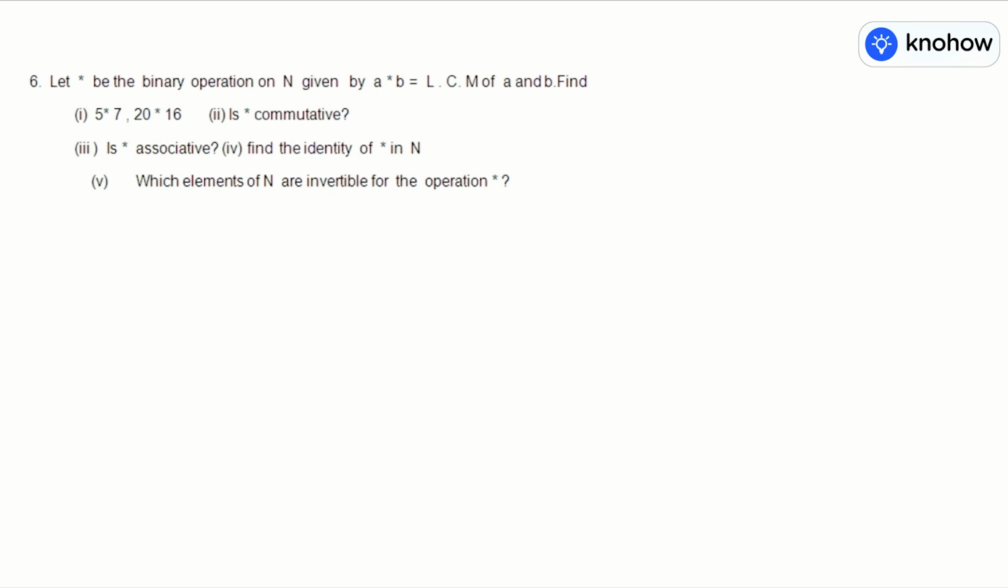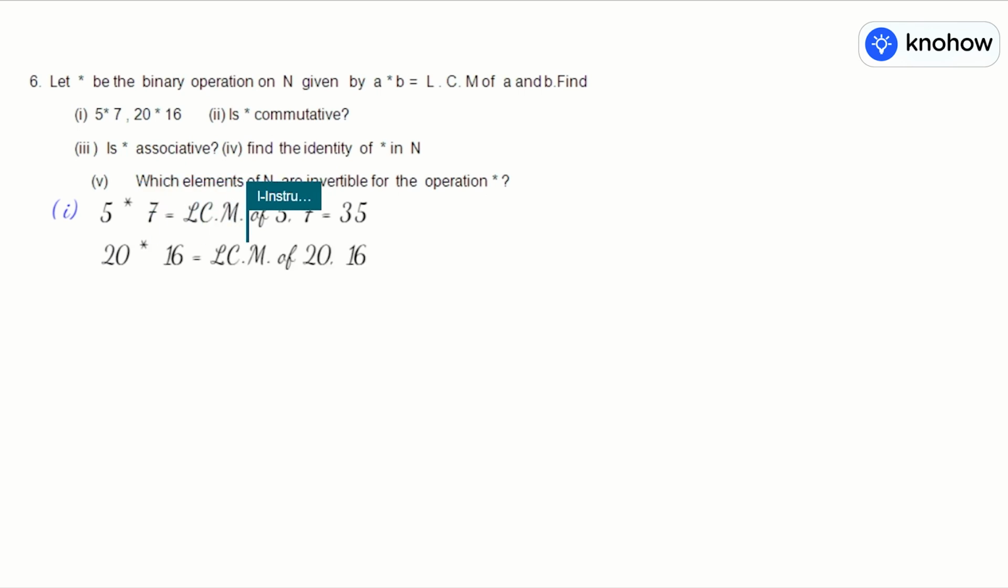Now the next sum is: let star be the binary operation on N given by A star B is the LCM of A and B. Then in the first part we have to find the value of 5 star 7. What do you mean by 5 star 7? The LCM of 5 and 7. I will not show you the actual process, you know this right from class 4 or 5. There is nothing in common between 5 and 7, so the LCM is 35.